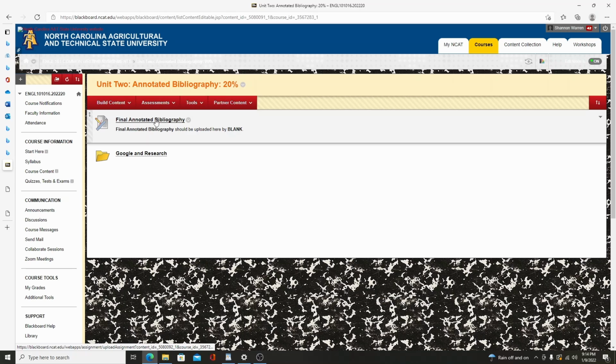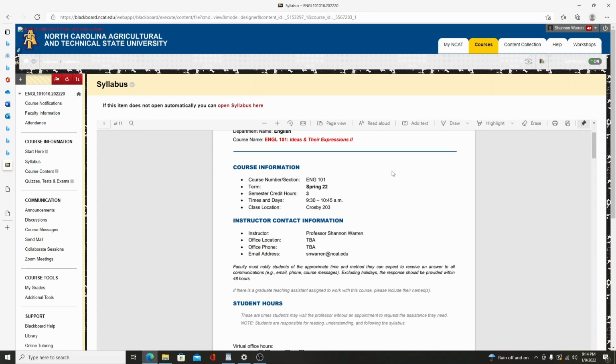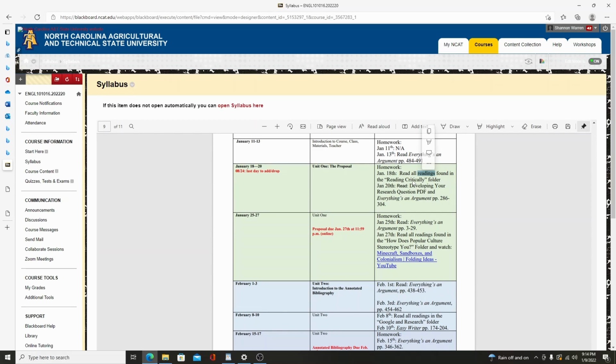Unit 4, same thing. So if you're on your syllabus and it's not a day that you're reading the textbook, which is either Easy Writer or Everything's an Argument, because those are the names of your textbooks, and it's telling you to read all the readings found in a folder, make sure you go to that unit, you open that folder, and you read everything in there.